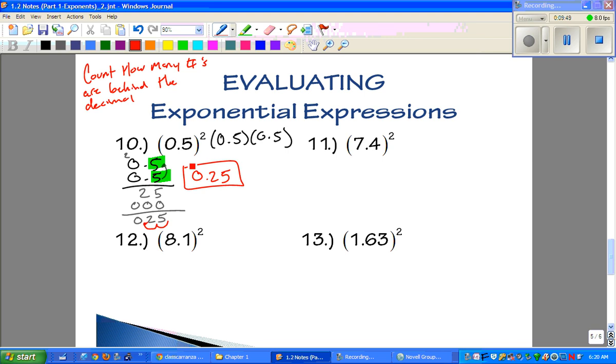Let's do that again with number 11. It's 7.4 times 7.4. Let's multiply these out. 4 times 4 gives us 16. 4 times 7 is 28, plus 1 is 29. We're going to add the 0. 7 times 4 is 28. Carry the 2. 7 times 7 is 49, plus 1 is 51. Let's add all that up.